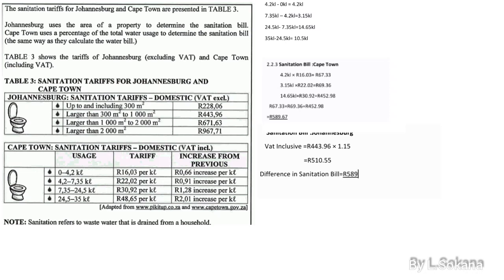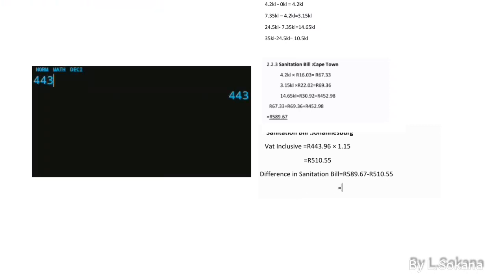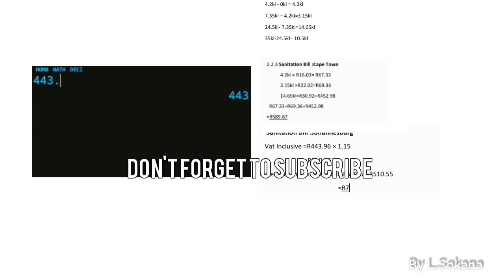Moving to the difference in sanitation bill. So we're going to minus 510 rand 55 cents from 589 rand 67 cents. I hope you no longer find tariffs hard. This is the simplest way I know to do tariffs.